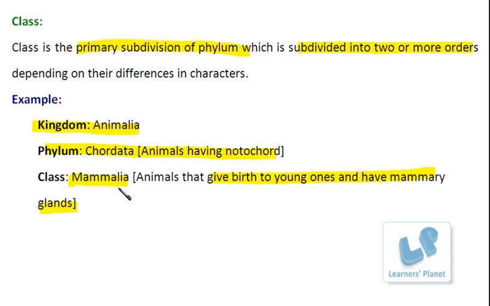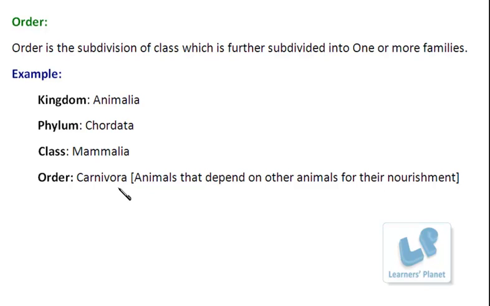And which is the next rank in this particular context? It is the order. So now in simple terms, you can just say order is a subdivision of class which is further subdivided into one or more families, right? Of course, now let us continue with this example.